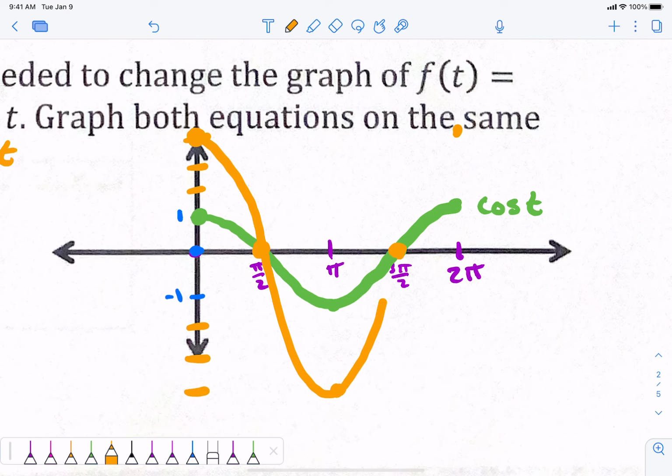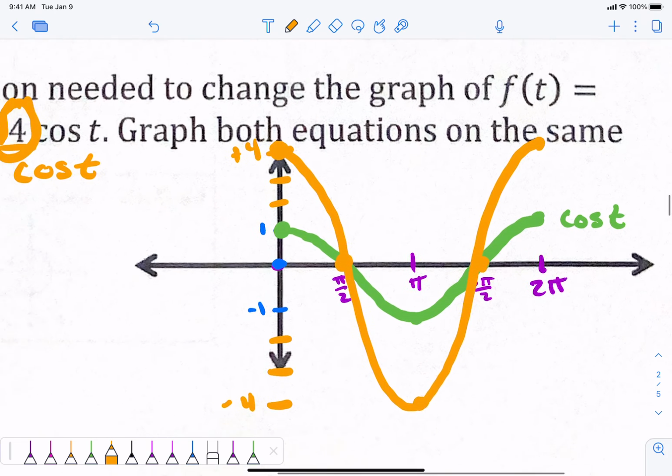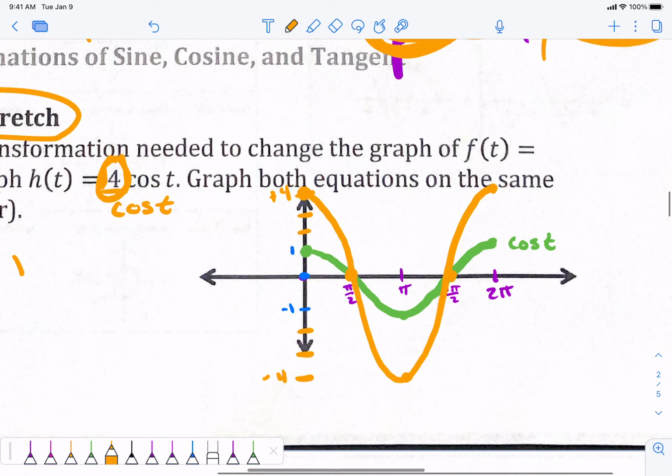By putting that 4 out in front, the only thing it does is make the waves taller. You see that? He touches at +4 and at -4, if you want to label those. That's what he looks like. It just makes him taller. He's still going to cross the x-axis at the same spot, but it makes him taller than what he was before. That's what that 4 does, and that is called an amplitude change.